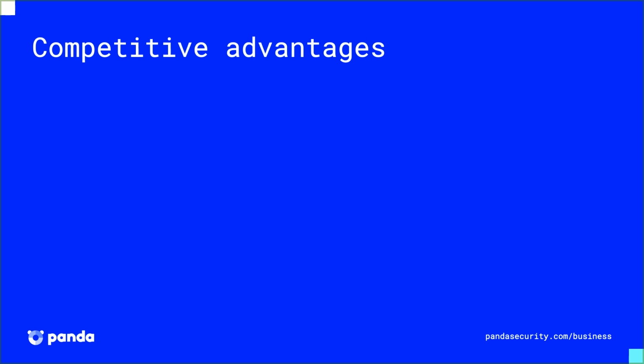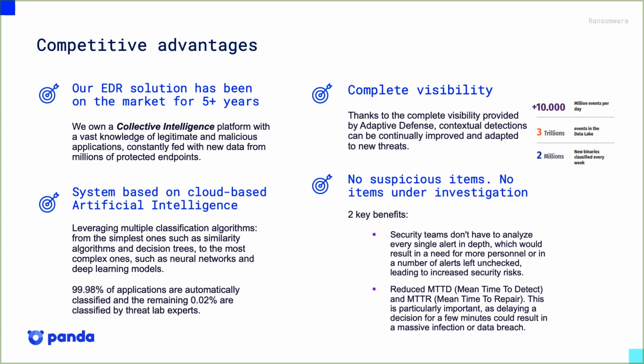Now let's take a quick look at some competitive advantages. Our EDR solution, Adaptive Defense and Adaptive Defense 360, has been on the market for 5+ years. It is a system that is based on cloud-based artificial intelligence, using several different algorithms such as similarity algorithms and decision trees, neural networks and deep learning models, and 99.98% of applications are automatically classified, and the remaining 0.02% are classified by our threat lab experts.